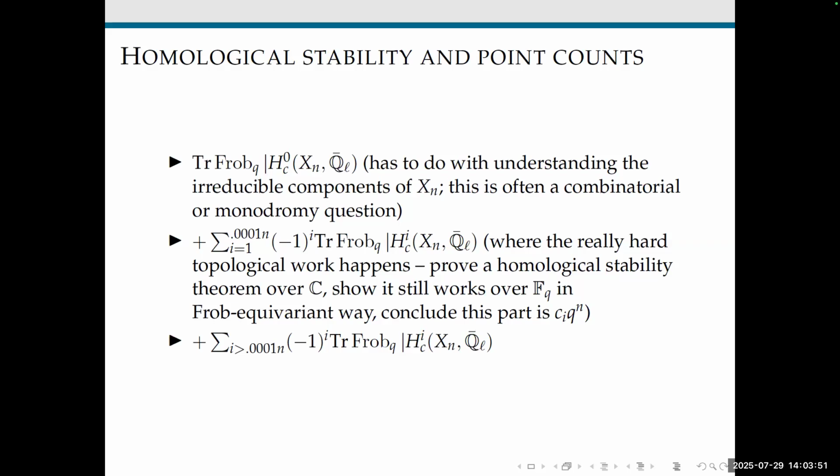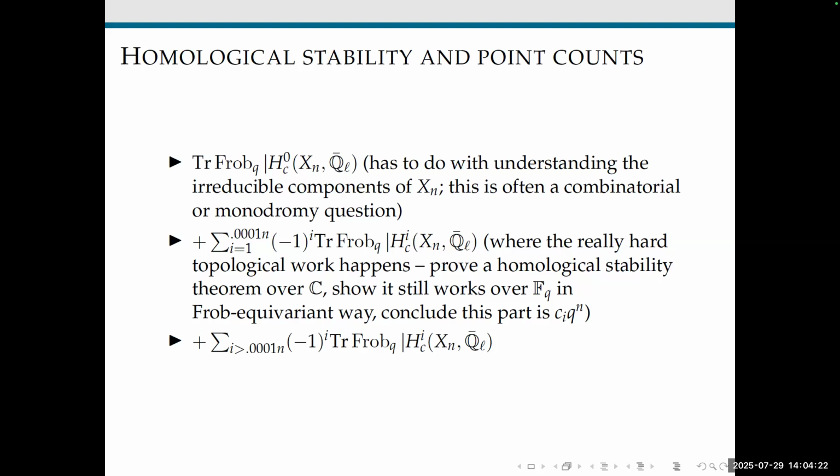The middle-sized I, in most of the theorems I'm going to talk about today, that's where the hard work really lives. Because if you remember this range of I between 0 and 0.001 n, that's where you hope that you have some homological stability theorem for your spaces. And if you do, then you're in business.